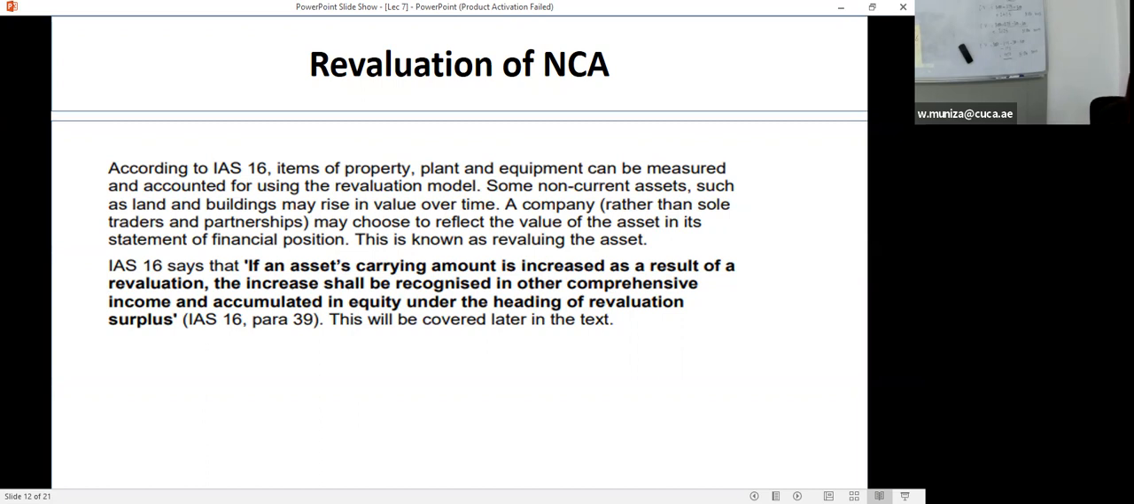Okay. But make sure you know its basic formula. What is that? Cost minus accumulated depreciation. You should know what accumulated depreciation is. Okay.